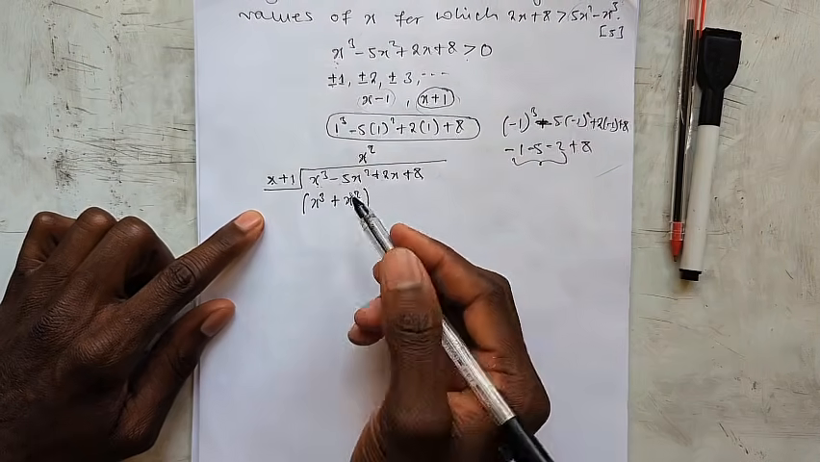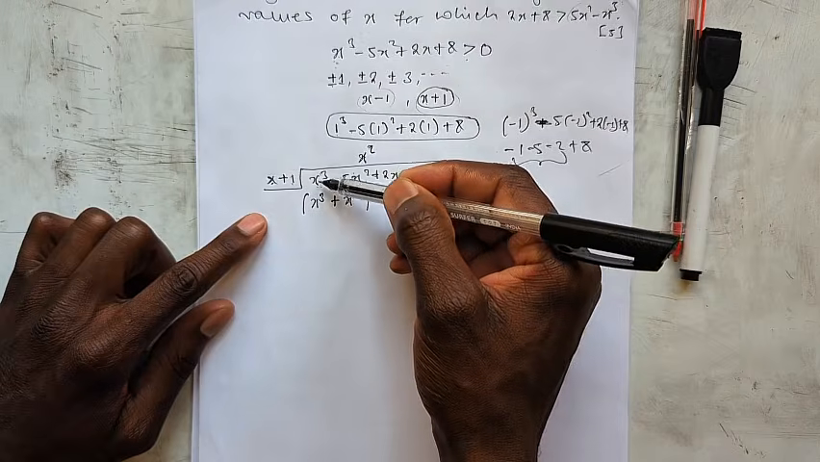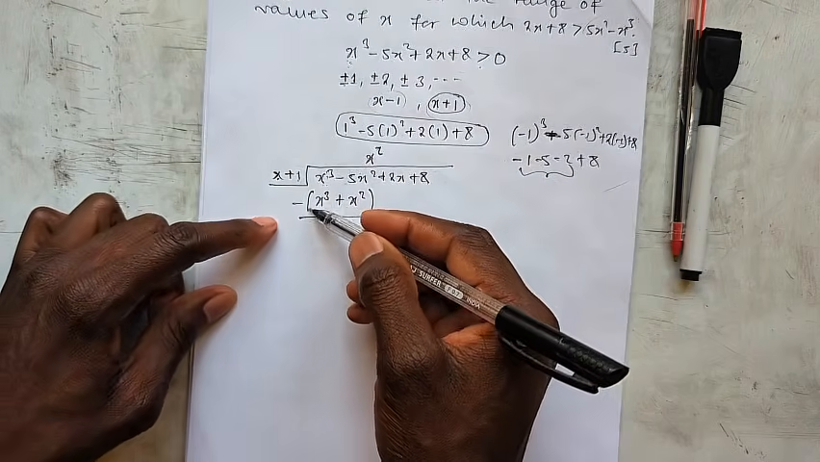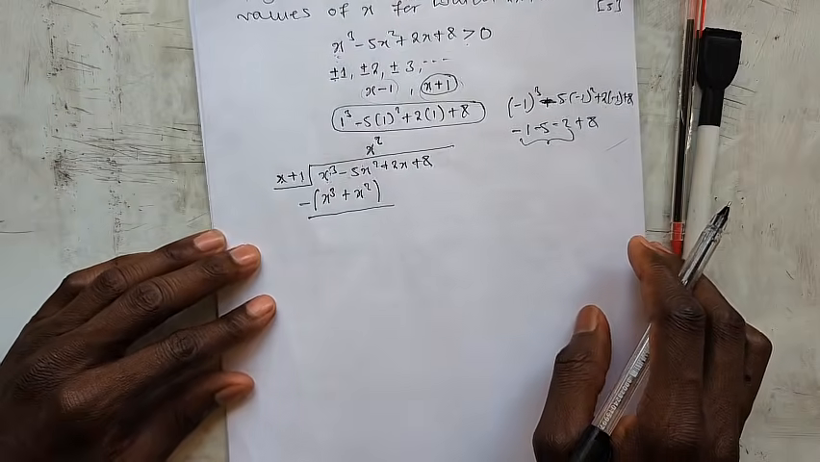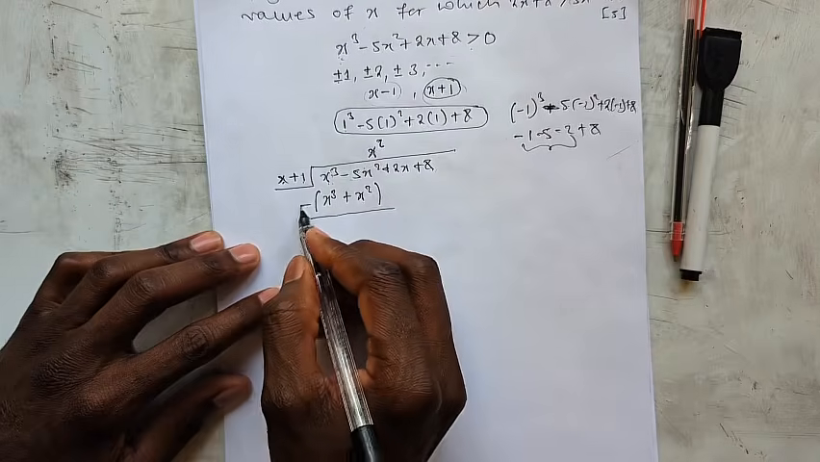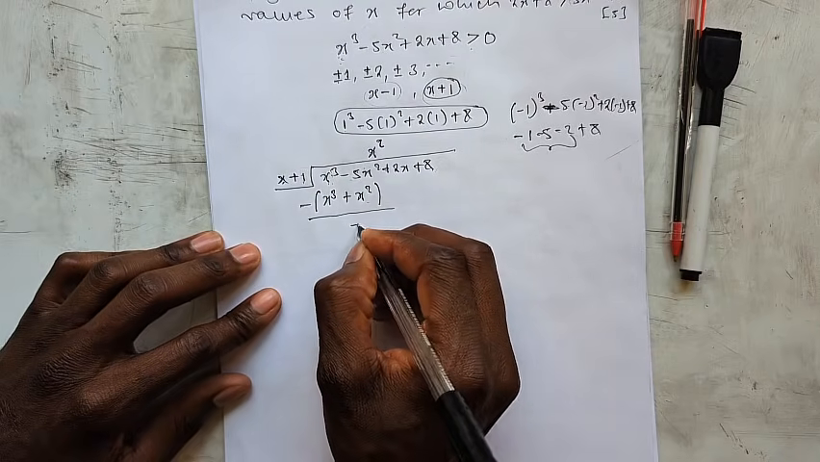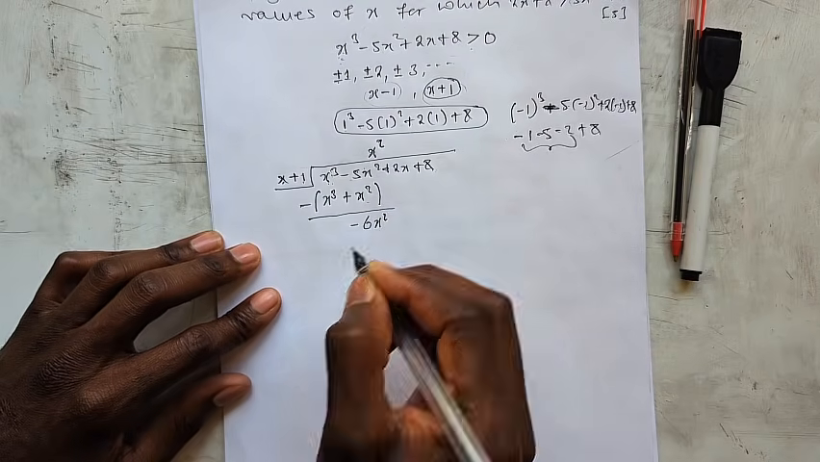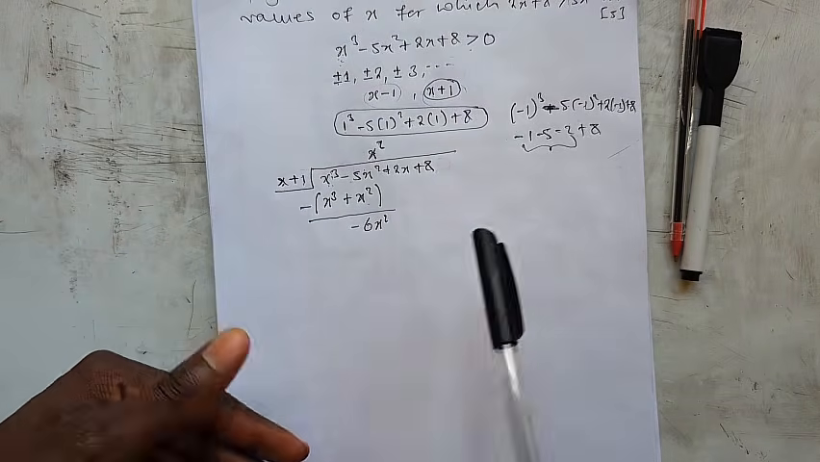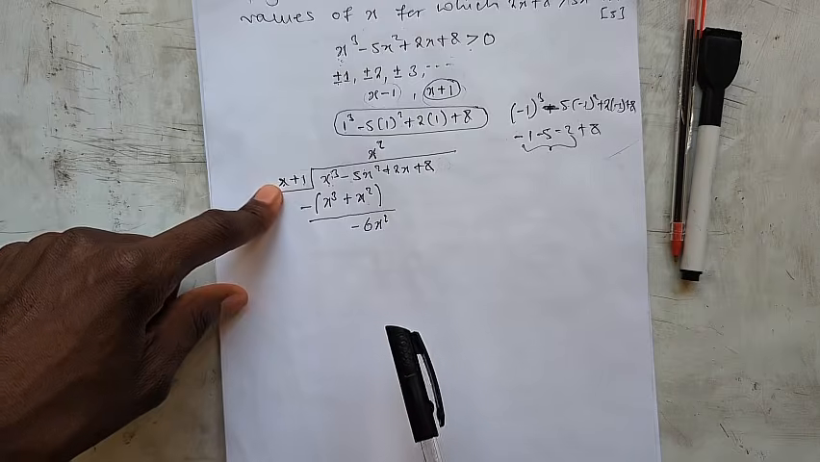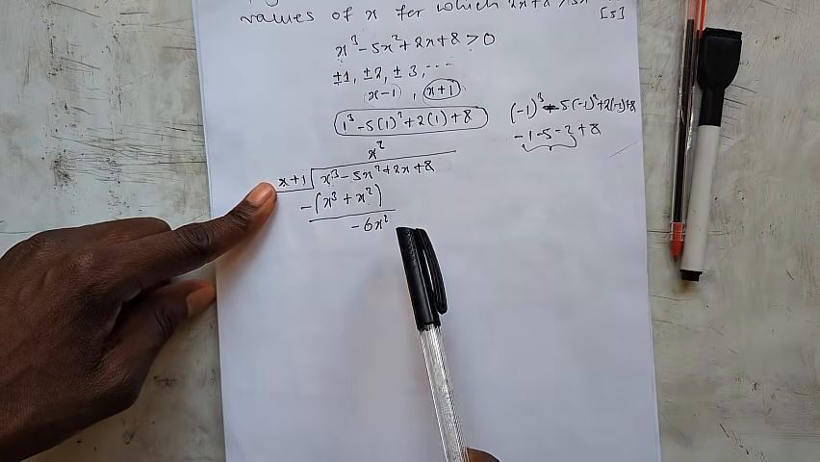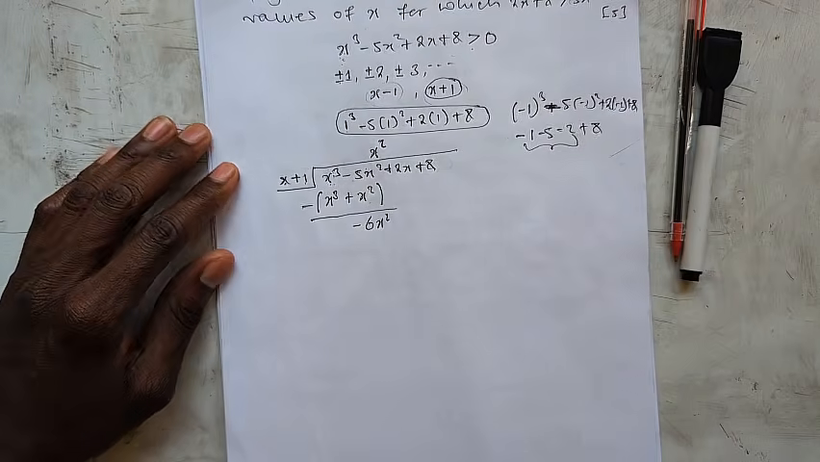And then you're supposed to subtract. So x power 3 minus x power 3 gives 0, and we ignore it. Negative 5x squared minus x squared gives negative 6x squared. You keep dividing until the power of x in what you have is less than the power of x in what you're dividing by.